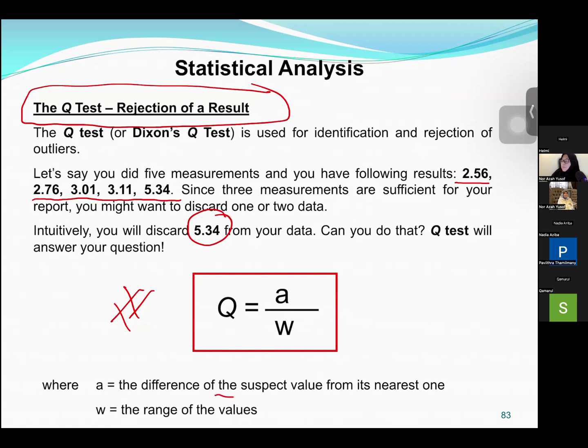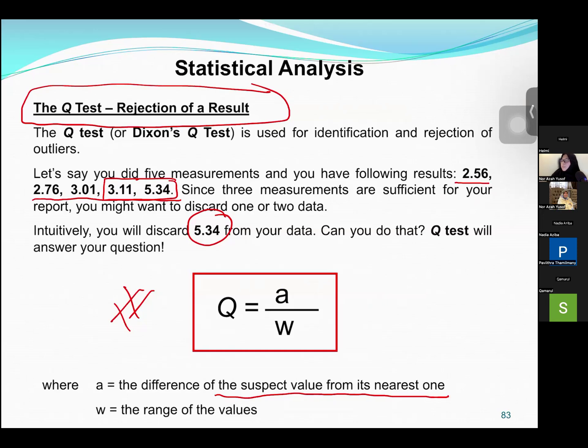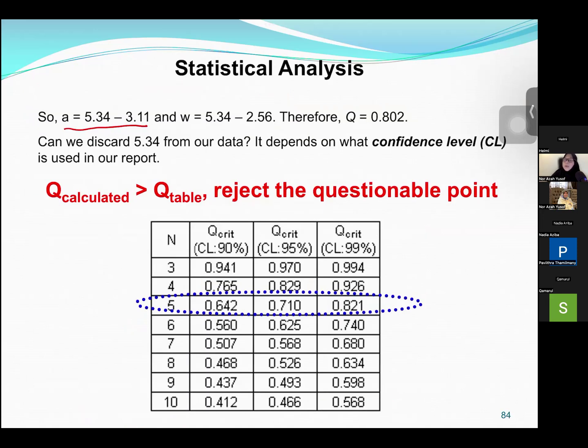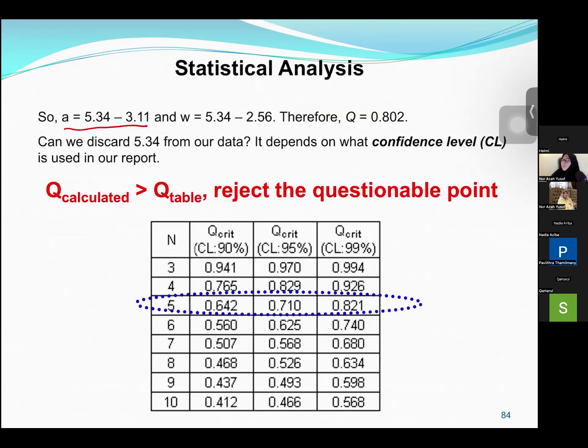A is the difference of the suspect value from its nearest one. So for 5.34, the nearest one, in terms of value, not location, is 3.11. So A is 5.34 minus 3.11. And W is the range of the values, 5.34 minus the smallest value, the biggest difference. So when you calculate Q, you get this value.